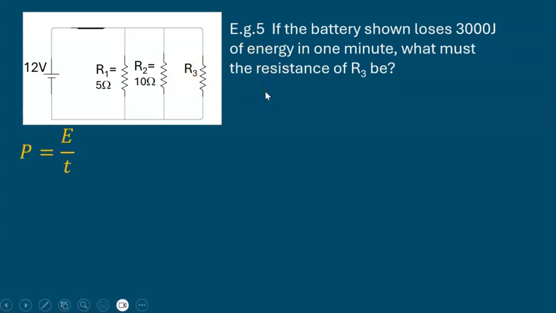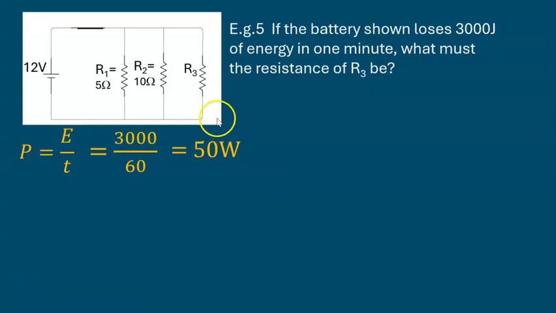Okay, so power is energy over time. 3,000 joules over 60 seconds. That works out to be 50 watts. That's very similar to that previous one. So we're expecting somewhere around that, about 20 ohms, not 30 ohms from the previous question.